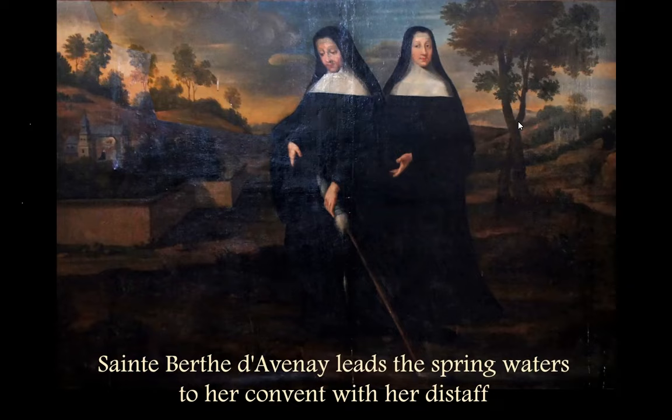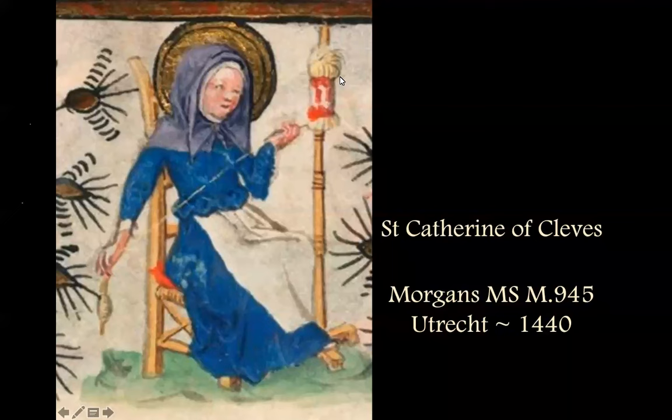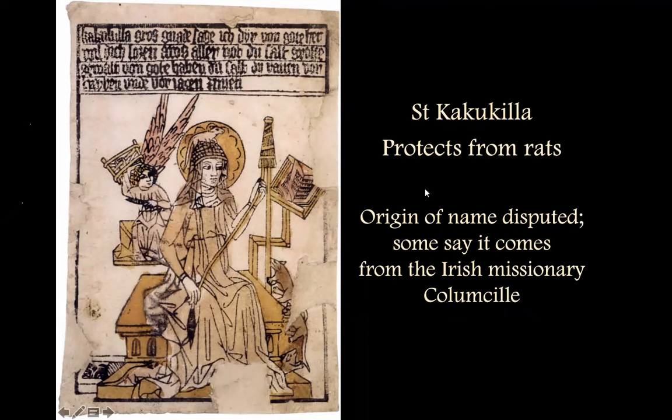I don't know anything about St. Catherine of Cleves, so I don't know what her story is, but there she is, spindle and distaff. And then there's another very interesting saint who is mainly grounded in Sweden, Finland, and Germany. Akakukila, a whole variety of different forms of that name. I'm not going to go into that. They think that it might have actually derived from an Irish missionary of the 5th or 6th century, Columkilla.